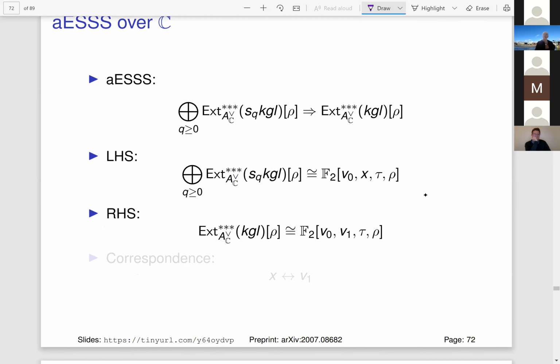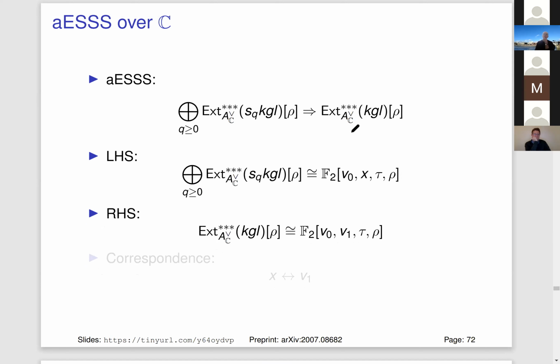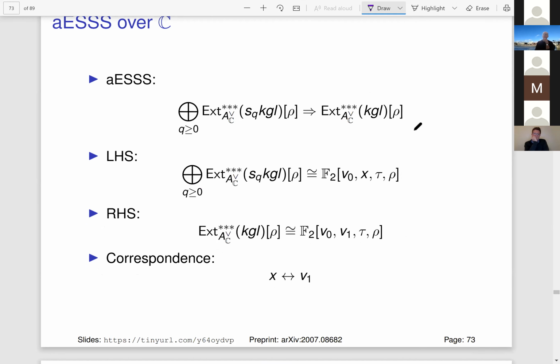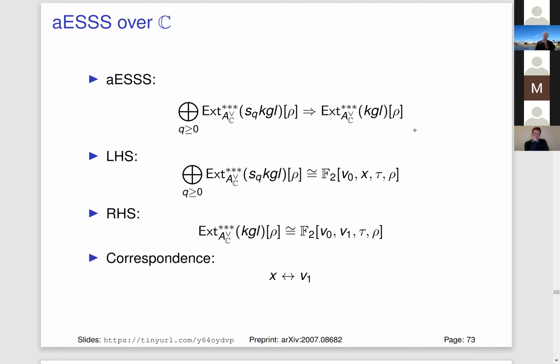In the right-hand side, so what we're computing, this is something I already wrote, you have F2 adjoin v0, v1, tau, and rho. So there's an obvious isomorphism between these, right? Just send X to v1. And so the left-hand side is isomorphic to the right-hand side. So this spectral sequence collapses.